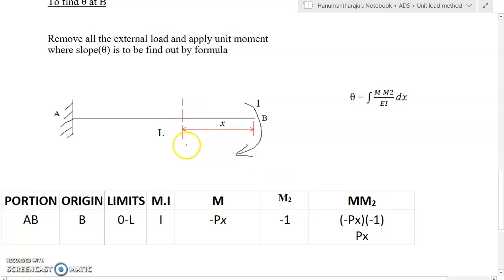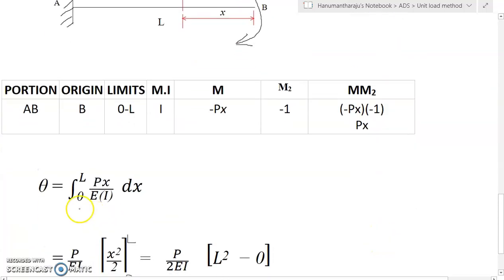Here at this section you need to take the moment. To the right of the section there is only one load, that is the moment. The direction of this is clockwise, that is 1. Clockwise to the right of this section is negative, therefore minus 1. You can see here the product of M and M2 will be Px. Take this into the formula. Theta equals integration, limit is 0 to L, Px by EI into dx.